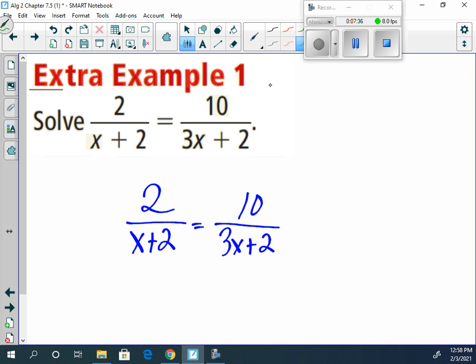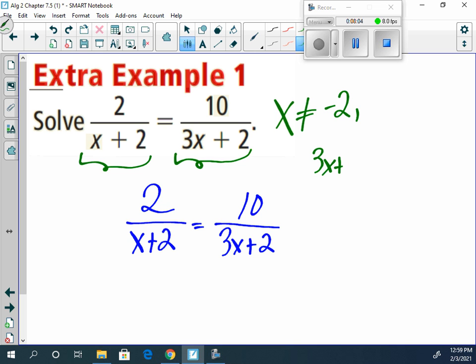Let's find the restrictions first. Because it's kind of helpful if we know what the restrictions are first. That way, once we get to the solution, we know which ones don't work. So we look at this here. Well, one of them is going to come from our x plus 2. And what value of x can we have for that? -2. Now, we're also going to have a restriction for 3x plus 2.